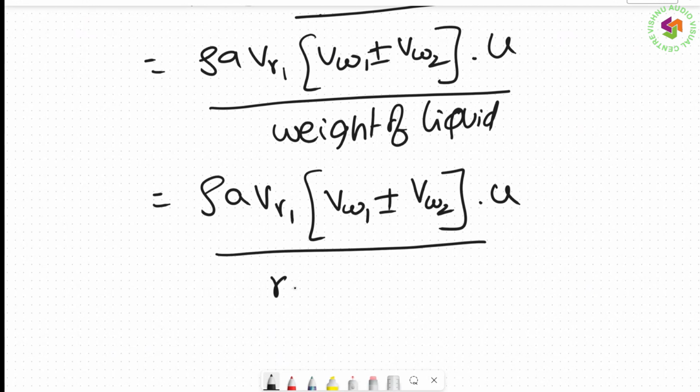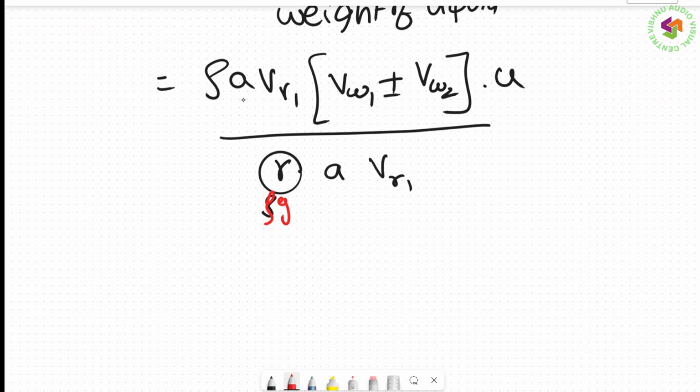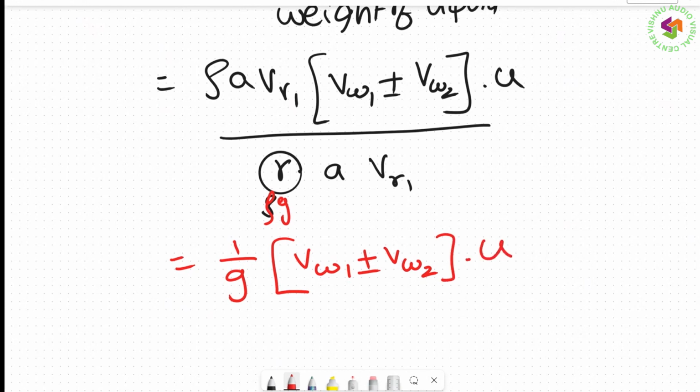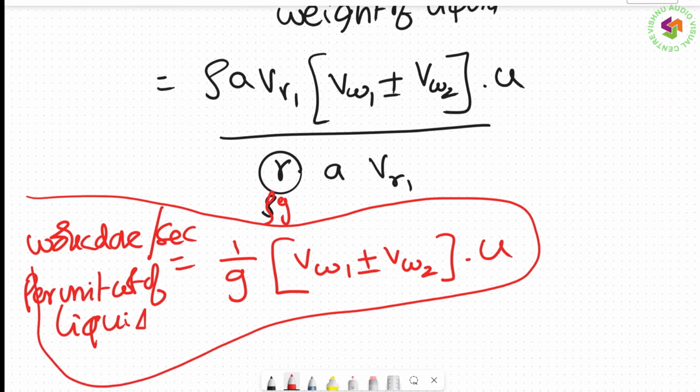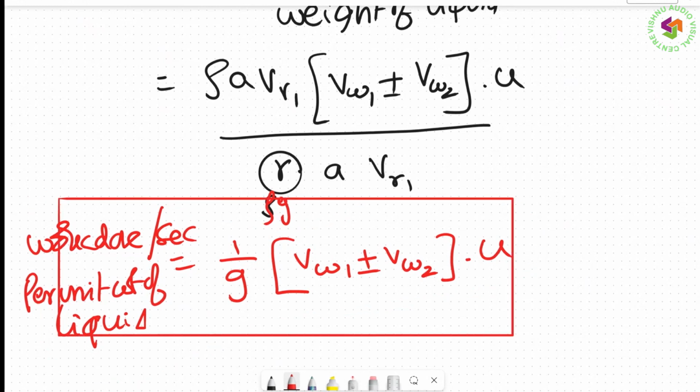Divided by gamma into A into VR1, right? Gamma you can replace by rho G. If you cancel, rho can be cancelled, A can be cancelled, and naturally VR1 can be cancelled. So it will be 1 by G into VW1 plus or minus VW2 into U. This is called work done per second per unit weight of liquid. This is the most common thing people will ask. So remember, it is 1 by G into VW1 plus or minus VW2 into U.